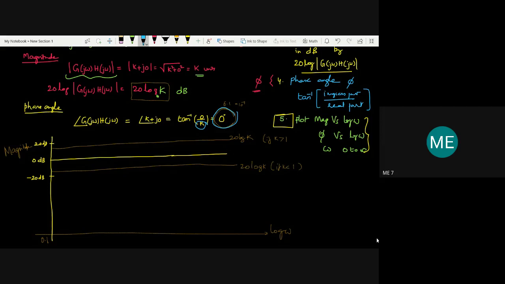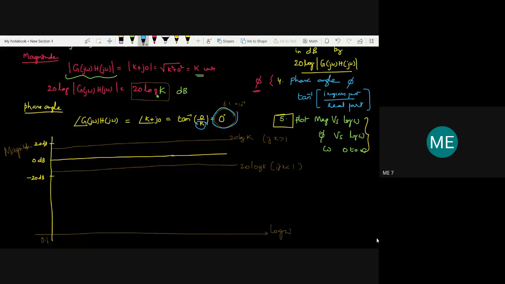Inverse trigonometry, that is tan inverse of 0 by minus k, where k is less than 0. K less than 0 means it is, say, minus 1 or minus 10 or minus 5. Whatever the value you take, the angle will become minus 180 degrees. So the k is very important here. If k is greater than 0, it is always 0, but if k is less than 0, then it gives minus 180 degrees.